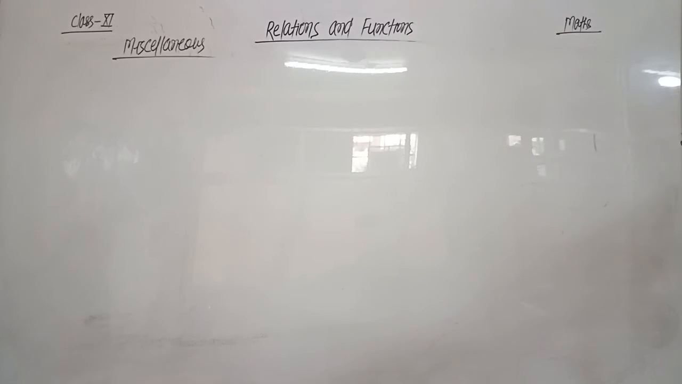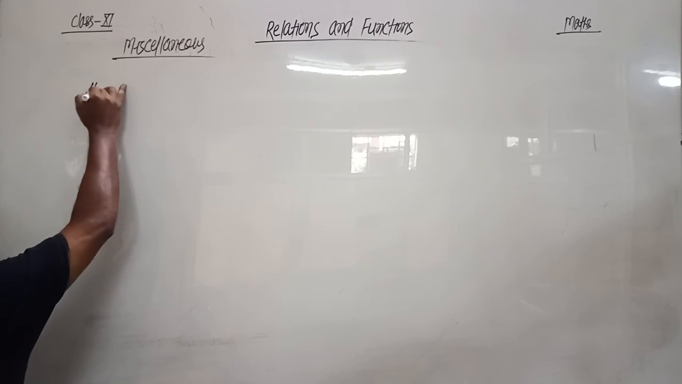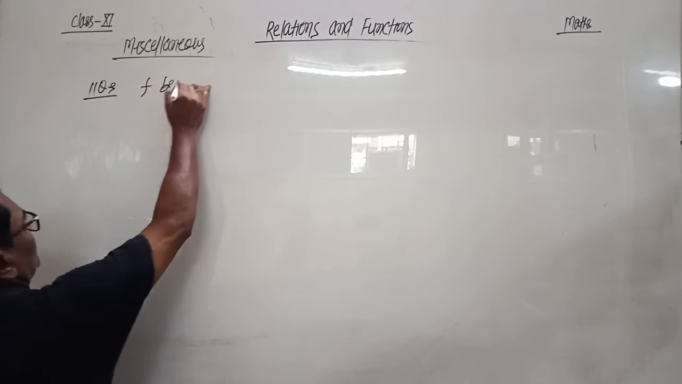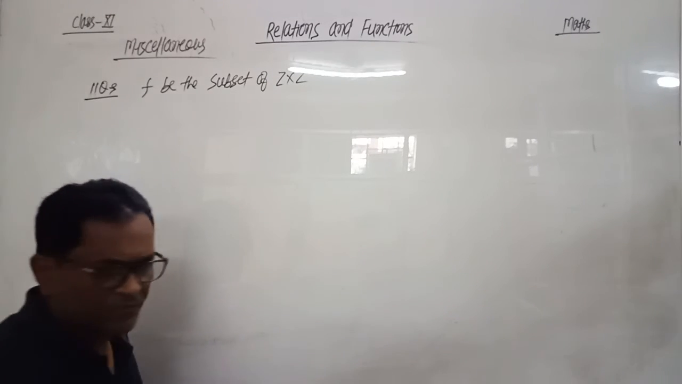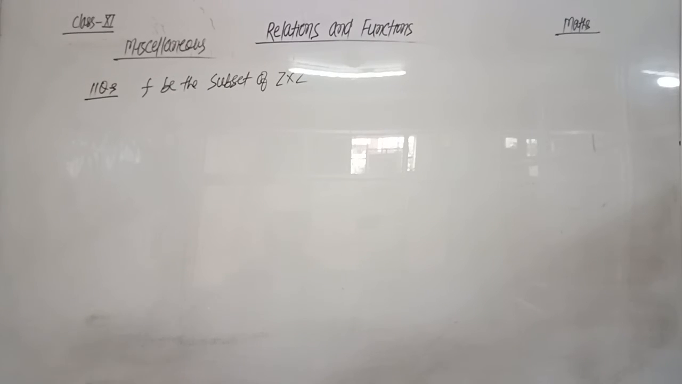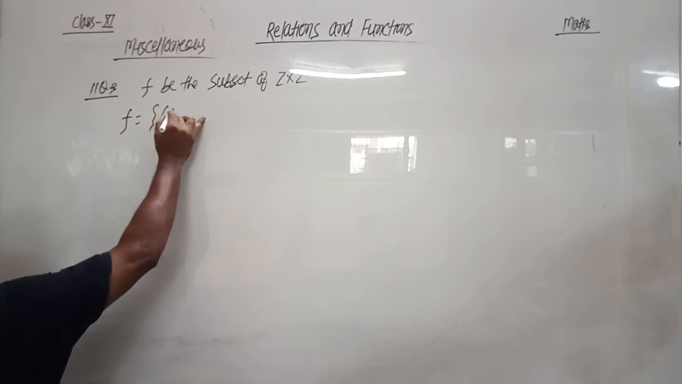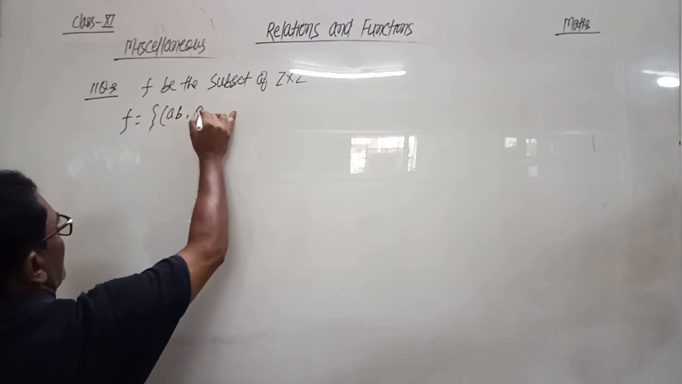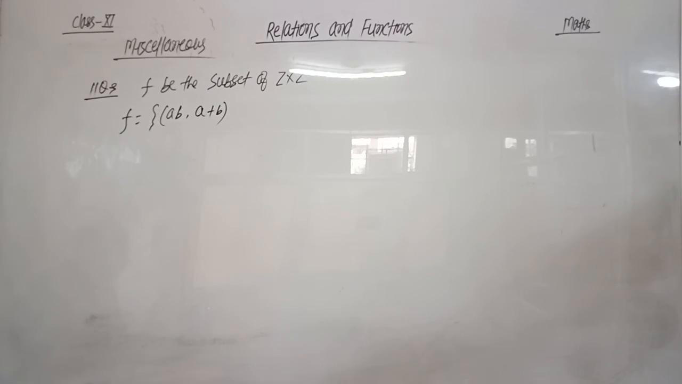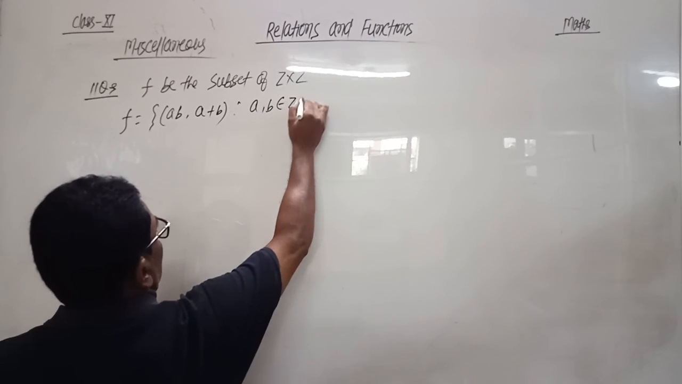Now next question, question number 11. Let F be a subset of Z cross Z, where Z means integers, defined by F equals {(ab, a plus b) such that a, b belong to Z}.